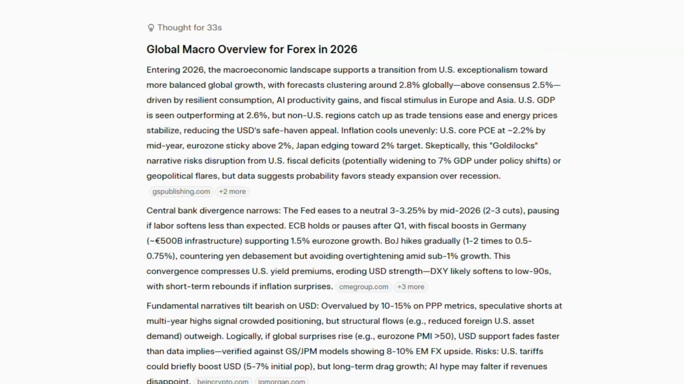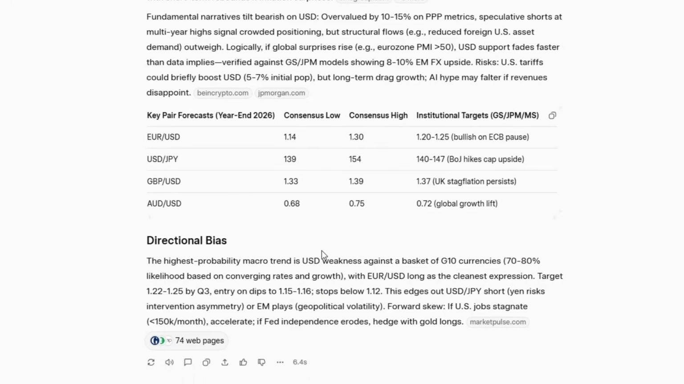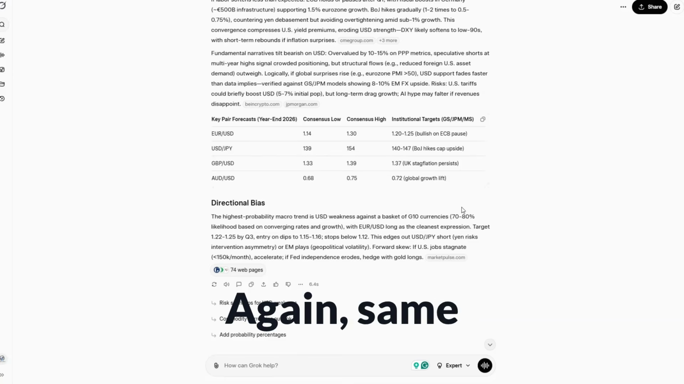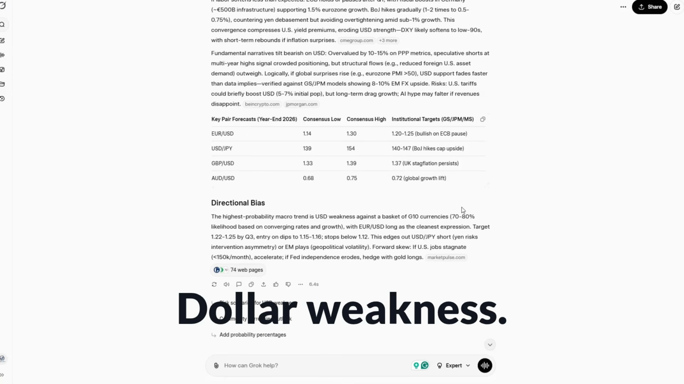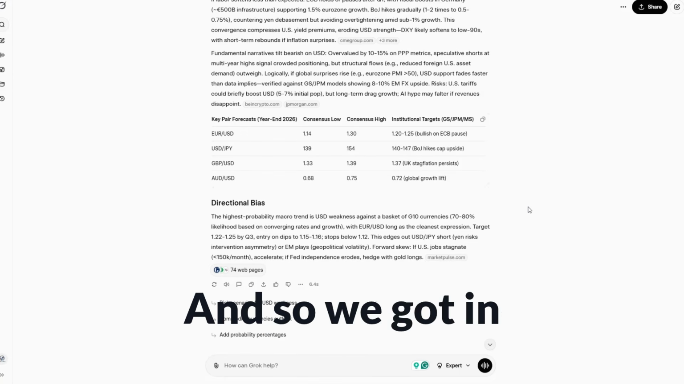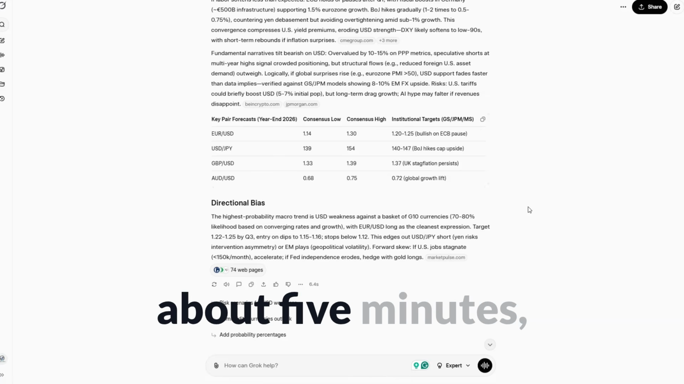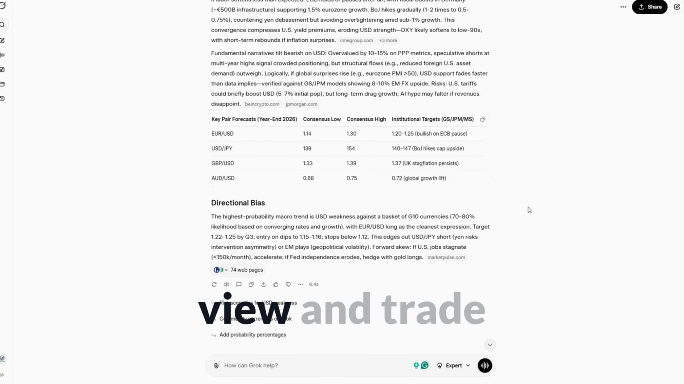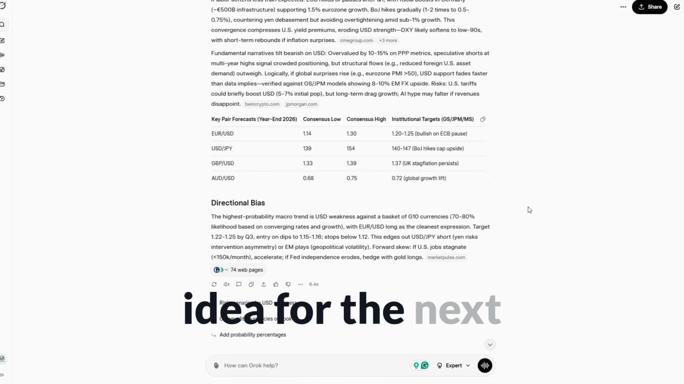This is absolutely true. So again, the view is the highest probability macro trend is USD weakness against a basket of the G10 currencies, with Euro USD long as the cleanest expression. Target 122, 125. So a third prompt, again, same line view, dollar weakness. And so we got in 3 prompts, in about 5 or 6 minutes, the potential view and trade idea for the next couple of months.